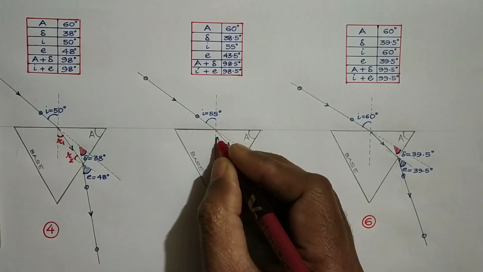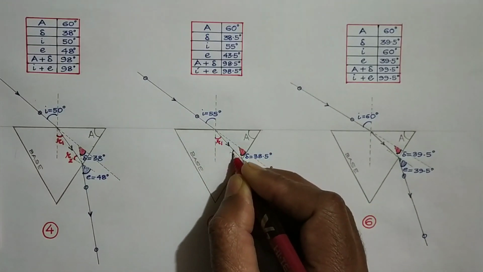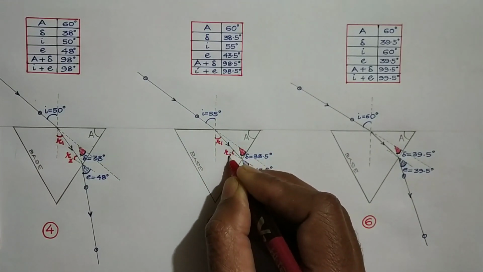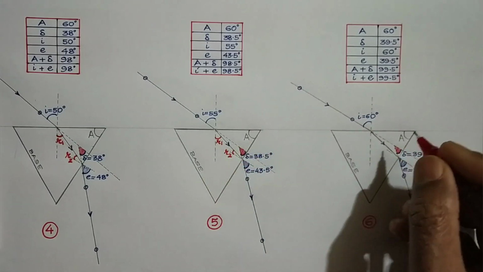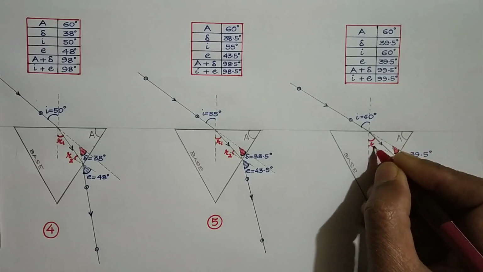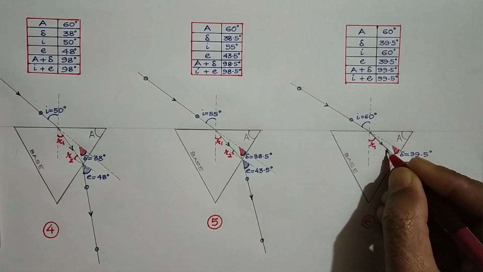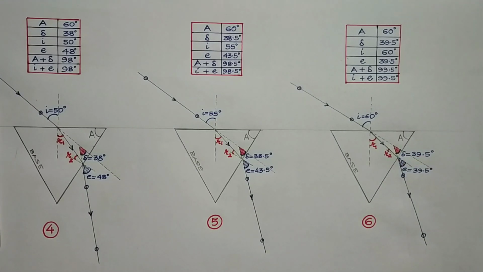Here also, this angle is R1. This angle will be R2, and you can verify that the angle of prism is equal to R1 plus R2. For any angle of incidence, this is the formula which will be valid. This is R1 and this small angle is R2. So angle of prism is always equal to R1 plus R2.